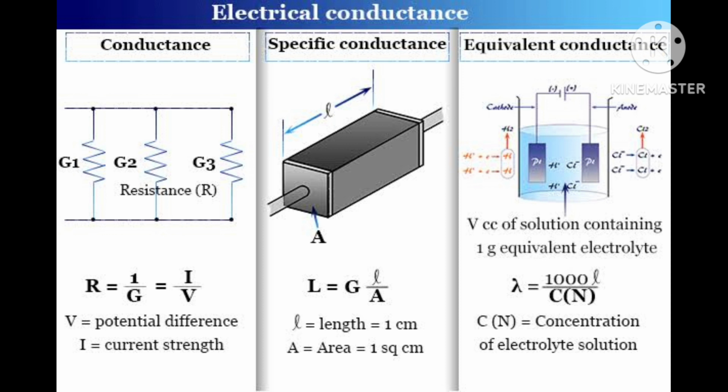Then it depends on the size of the ion, because if the size is small, it will move fast. If the size is big, it will move slow. Just like a lean and thin person can run fast and a heavier person will run slow. The same situation is here. The third factor is the nature of the solvent and viscosity.